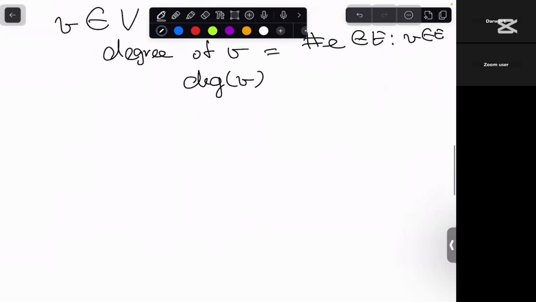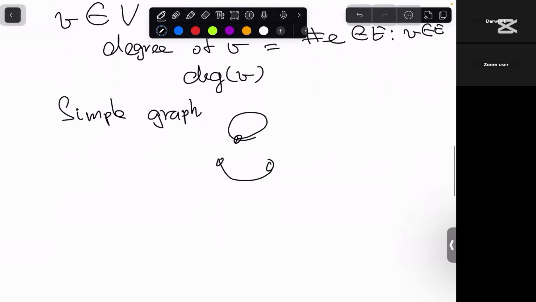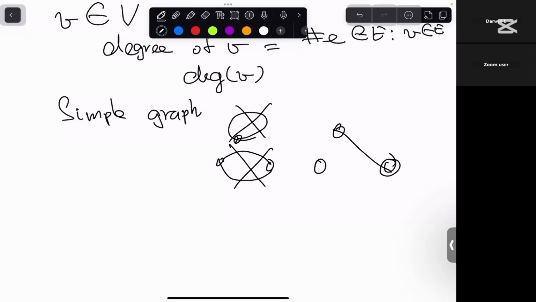So here are some special graphs. For example, a simple graph. In the normal graph, we can have some cases where there are loops or multiple edges. But for a simple graph, these will not be permitted or possible. So in a simple graph, for each two nodes, there could only be less than or equal to one edge that connects them, and there are no loops for every vertex.